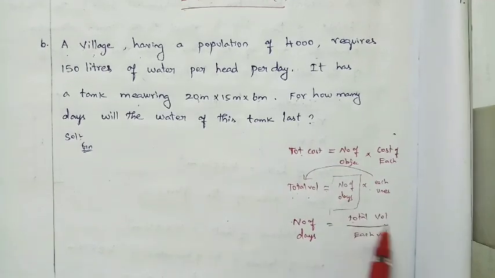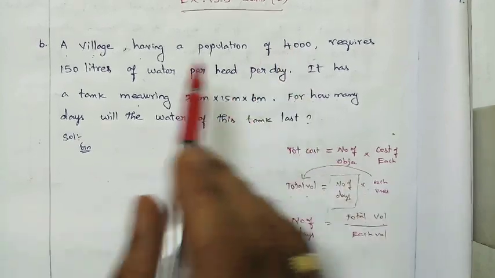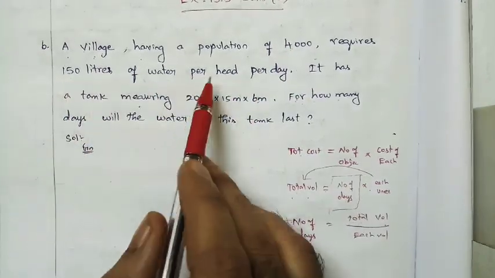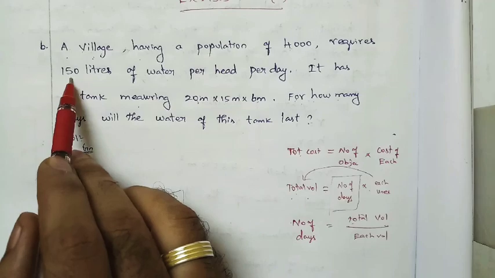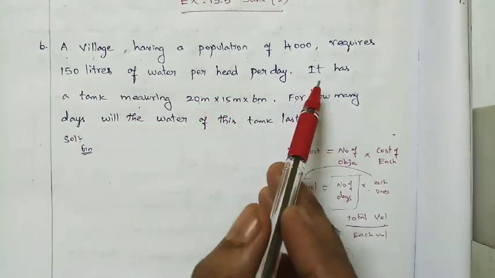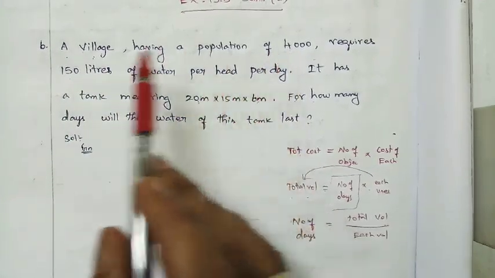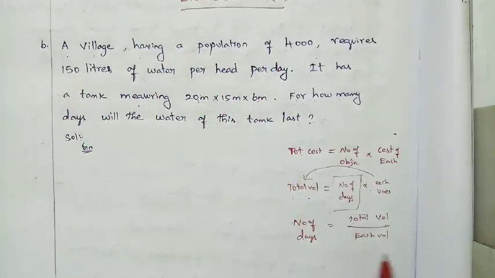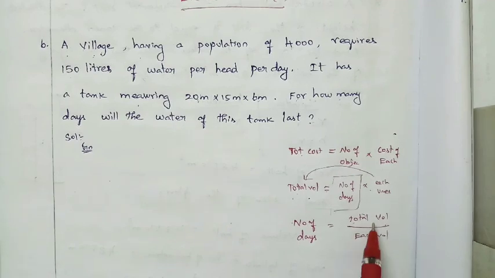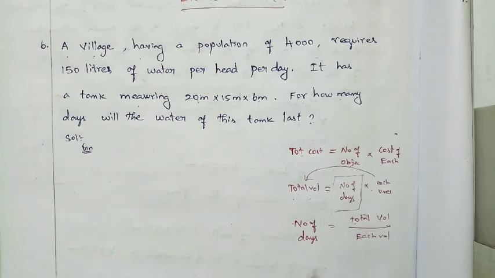Each volume: how many people do we have? 4,000 people. Per person, how many liters are needed per day? 150 liters. So the requirement of water for one day is 4,000 into 150. 4,000 into 150 is the volume of water needed each day. While we are dividing these two, we'll get the number of days. How many days are possible. Understood? So we are going to find it one by one.